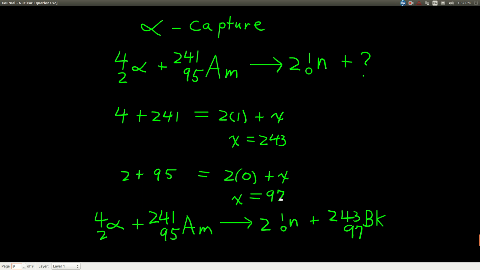So now that we know what the atomic number is, we know what element it is. If you look on the periodic table, atomic number 97 is berkelium, Bk. And notice, by the way, we multiplied the 2 times the 1 here, right? So now the complete nuclear equation is an alpha particle combining with americium-241 to make 2 neutrons and berkelium-243.